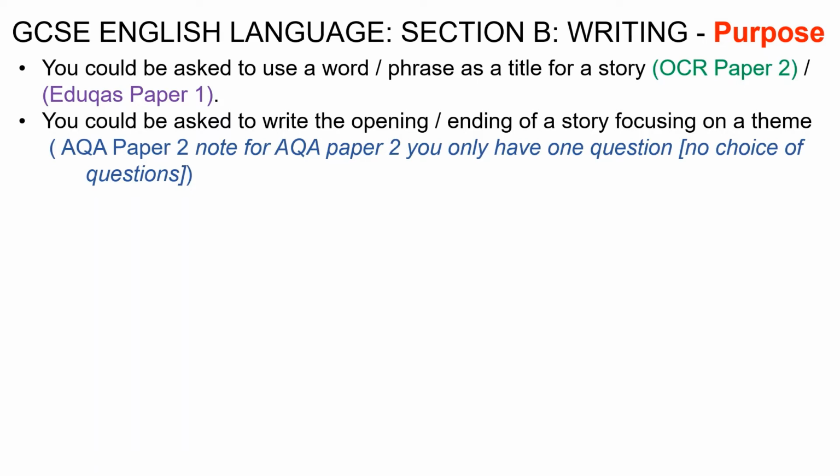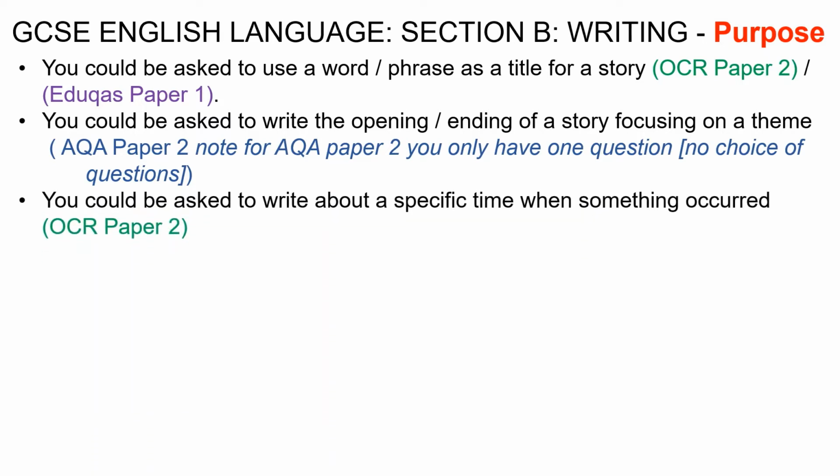Now, AQA paper 2 does say this. The difference between all the other boards and AQA paper 2, however, is that in AQA paper 2, you are only given one question, so you're not given any options. That means you need to be able to understand how to write stories, the beginning or the ending. I couldn't put all those ones into this video, but those are some of the things you need to know how to structure.